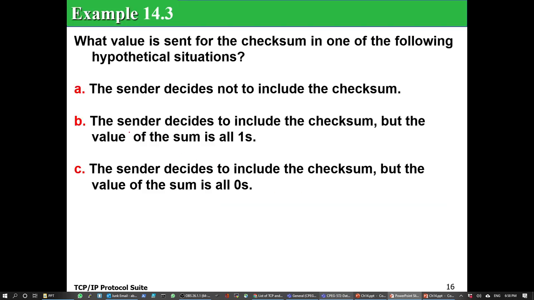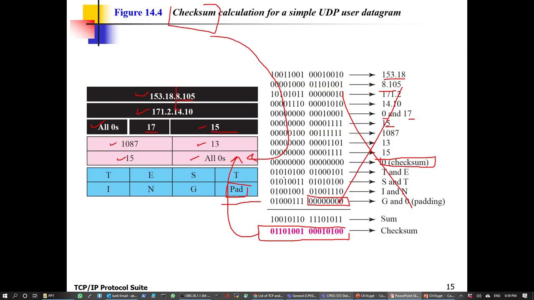Got it? The second question: the sender decides to include the checksum, but the value of the sum is all ones. Where is the problem if it is all ones? If we add all of these in here, we get all ones, 1111111111111111. Is there a problem with that? What's the problem?